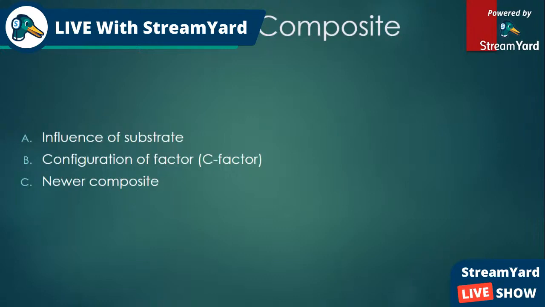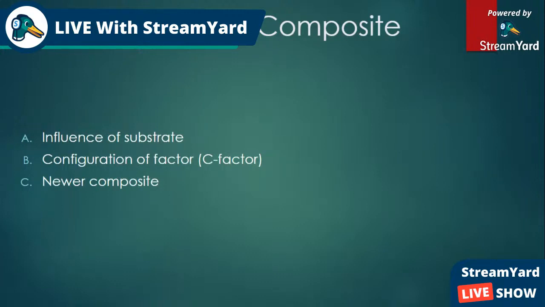You have heard about the slow start, where you cure the composite at a lower intensity of light and then increase it to a higher intensity. That can also help with the polymerization shrinkage. The second thing is increasing the number of filler particles and decreasing the size of the filler particles, which will also help with polymerization shrinkage.